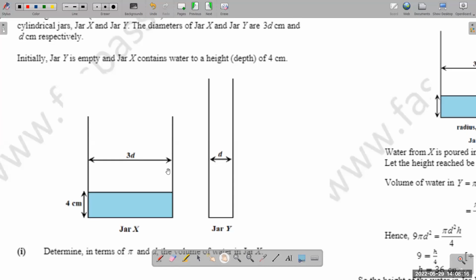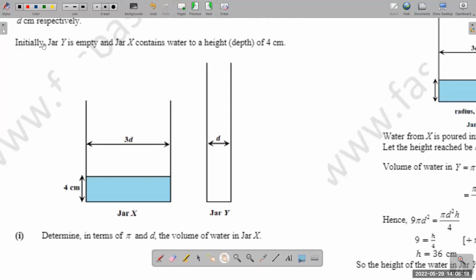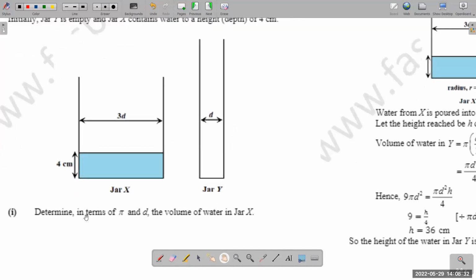All right, so let's get into the question. Initially, jar Y is empty and jar X contain water to a height depth of 4 centimeters. Determine in terms of pi and d the volume of the water in jar X. Be honest, anybody here know what to do?